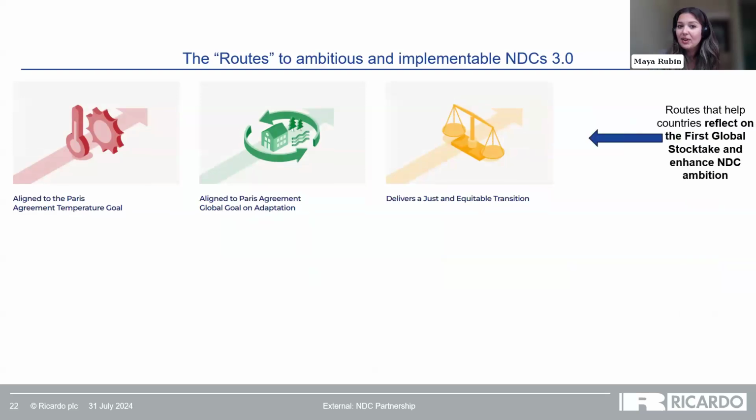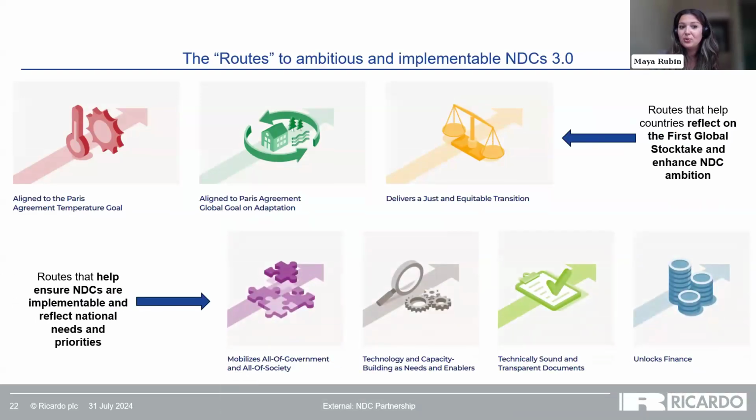I'm now going to provide a little bit of a deep dive into those routes that were introduced earlier. And as Sarah mentioned, they split into 2 themes. The top 3 are focused on ambition and reflecting on the first global stocktake. And the bottom 4 are focused on making sure NDCs are implementable and reflect national needs and priorities. So we'll take those one by one and explore why each is important and what kind of information each contains.